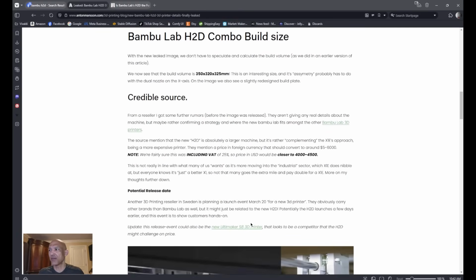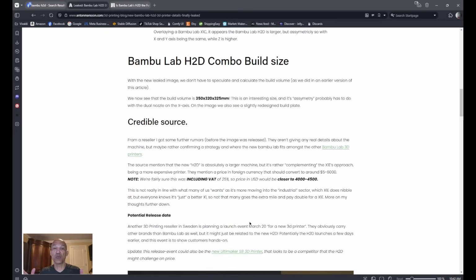Okay, and finally, let's talk about cost. I have seen so much, and if you remember back when Bambu Labs started talking about all of this, they said that this is going to be in a tier above where the X1 Carbon is, and that was already what, a $1,600 printer, so we're talking $2,000, $3,000. Again, Anton says that it was a credible source, but they were doing currency conversions, and this could be $4,000 to $4,500. That's a very expensive printer. That's in the X or the Prusa XL kind of price range.